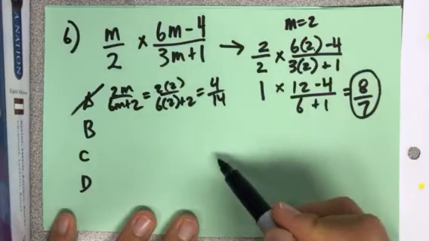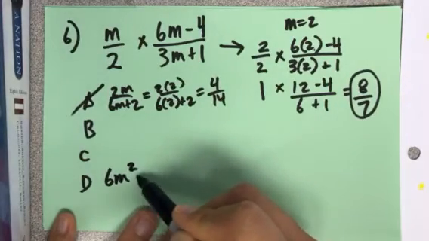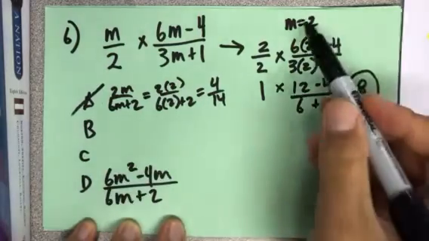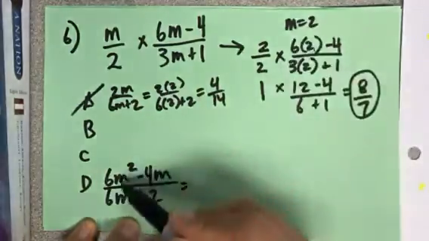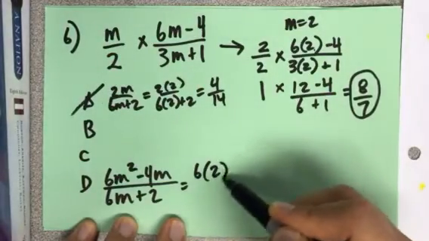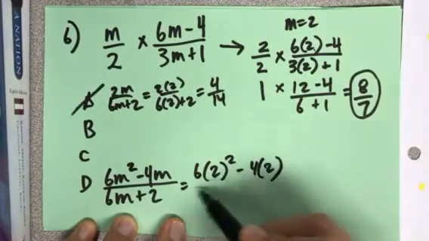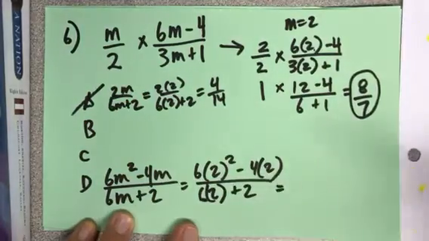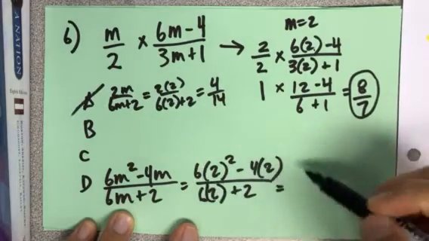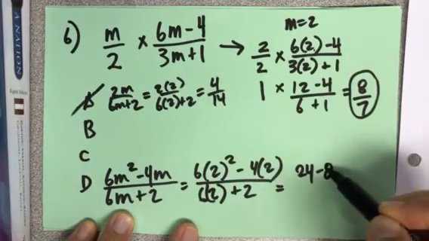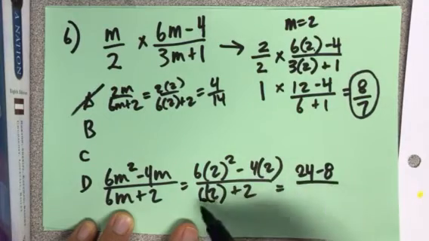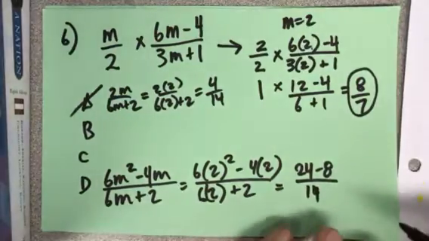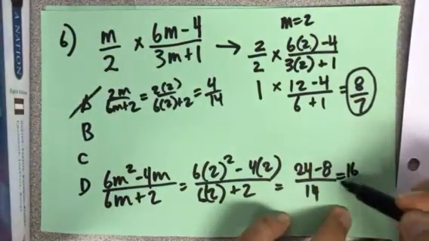Same thing with C. And let me just go to D because that's the correct answer and I could save some time. 6m plus 2. So you're going to take your number 2 and plug it in over here. 6 times 2 squared minus 4 times 2 over 6 times 2 plus 2. This is going to give you 4 times 6 is 24 minus 8 over 12 plus 2, which is 14. Okay, so 24 minus 8 equals 16 over 14.